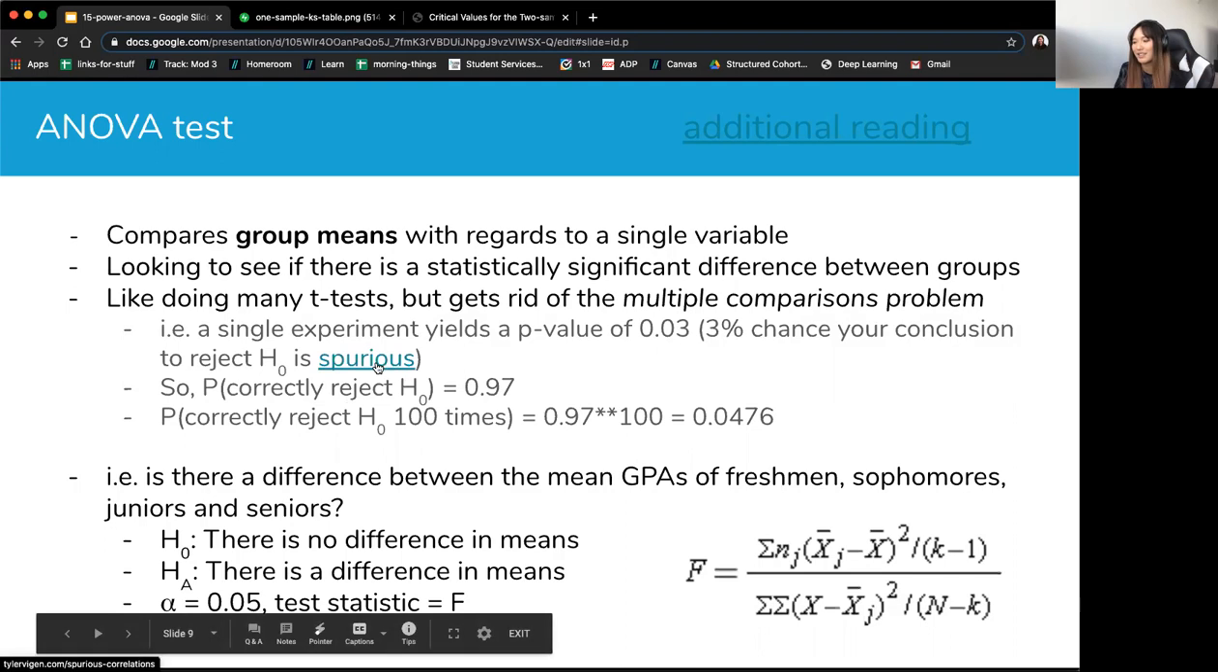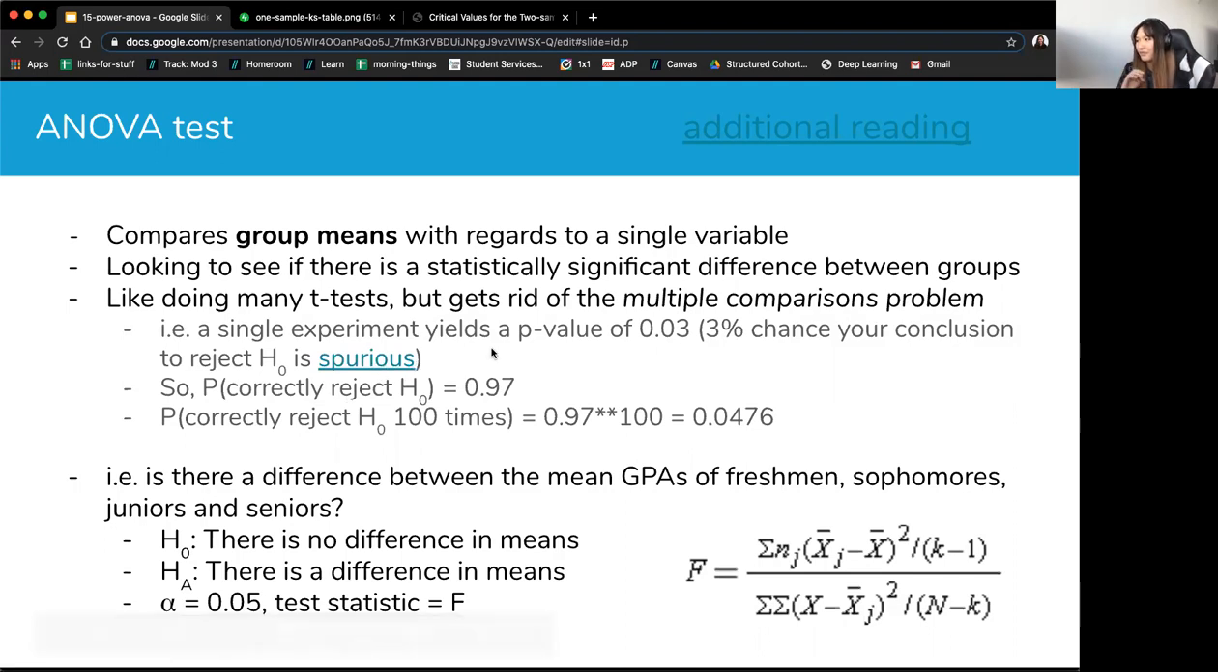I linked here this thing about spurious correlations that I will show later on. But if you have a p-value of 0.03, the probability that you correctly rejected the null hypothesis is 0.97, which is, you know, pretty good.